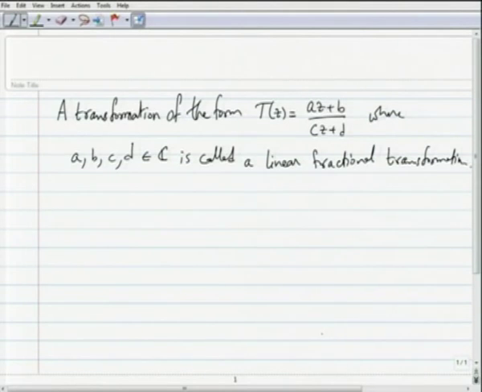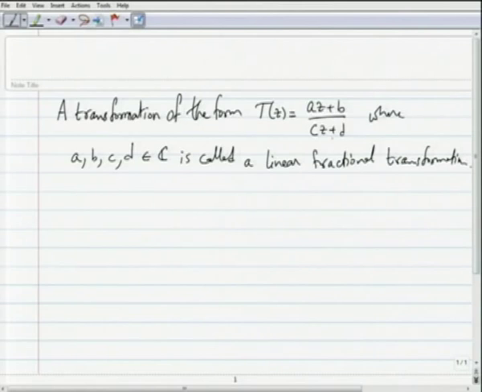And I have deliberately withheld specifying the domain and range of this function. The domain depends on the numbers c and d. If in addition ad minus bc is non-zero, then T is called a Mobius transformation.